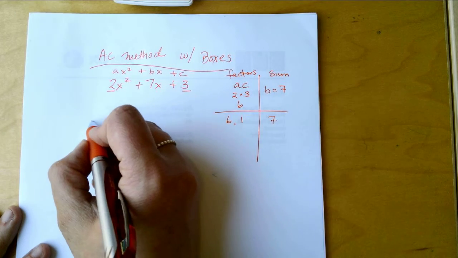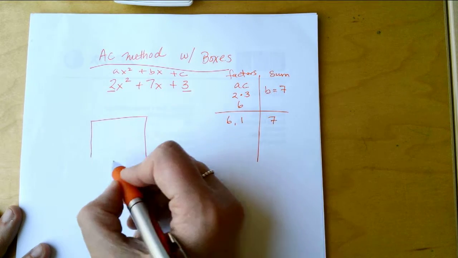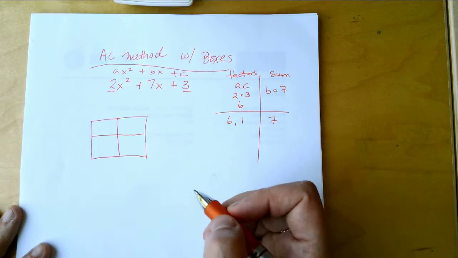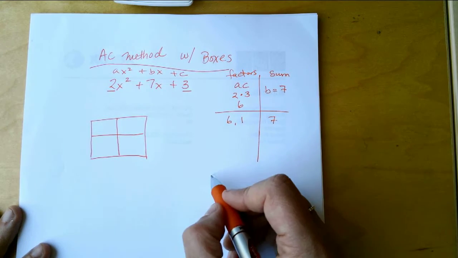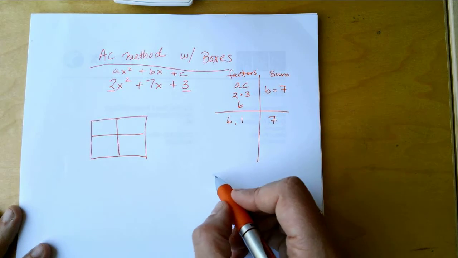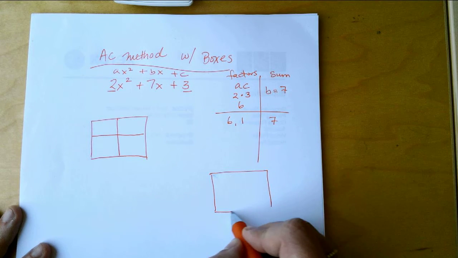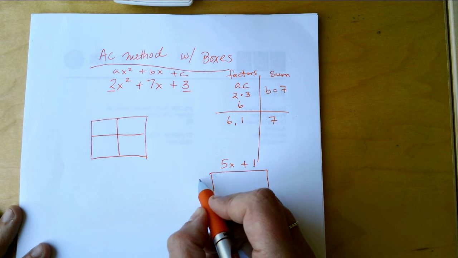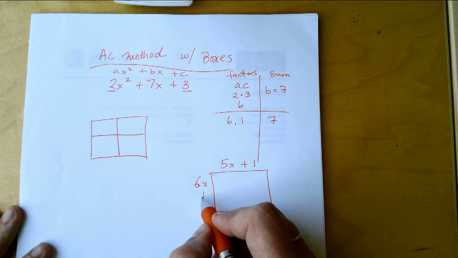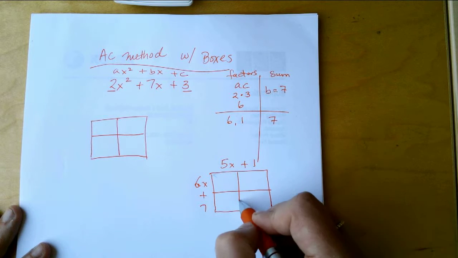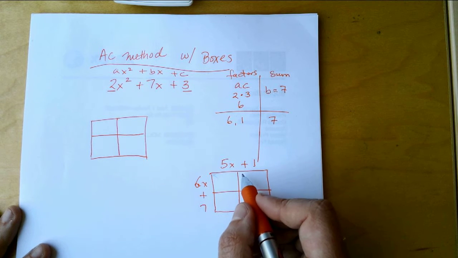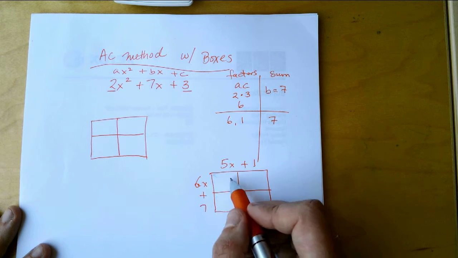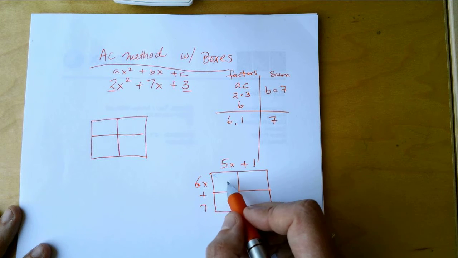And if we were going to set this up in a box to factor, we could draw our box. And this comes from the fact that if you were to FOIL using a box like this, let's say you were going to FOIL 5x plus 1 times 6x plus 7. And if you were going to FOIL that out, you could go first, outside, inside, last, or you could multiply 6x times 5x, thinking about what's the area of that box.